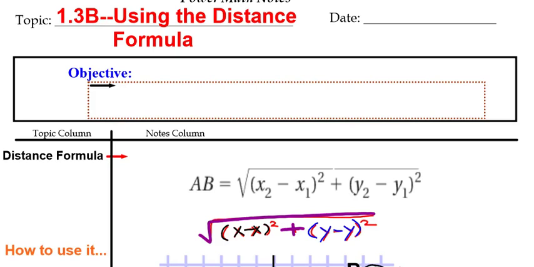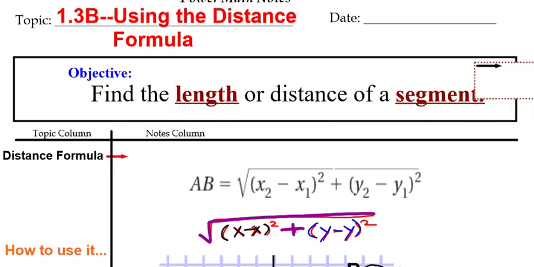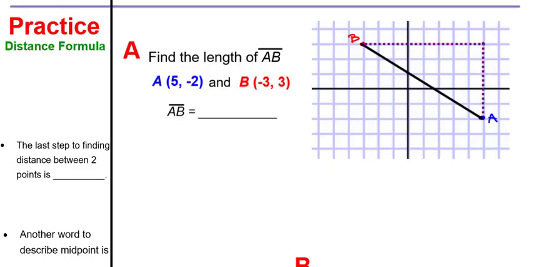All right, gang, let's work through the practice problems on our 1.3b lesson using the distance formula, reminding you of what our objective, our goal is for this lesson. We want to find the length of a segment using the distance formula. So let's pause this right here and then jump ahead to the bottom of the page so that we can get to the practice problems.